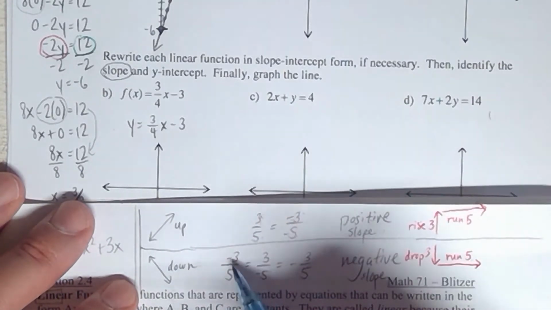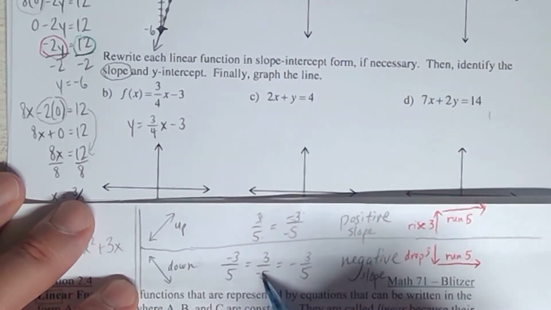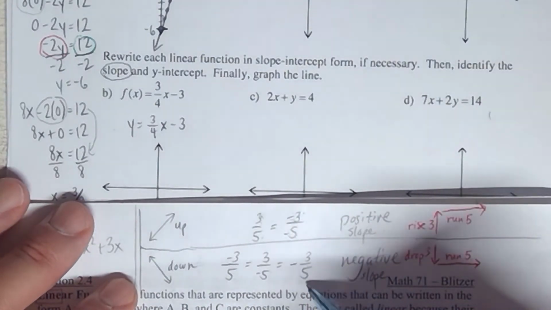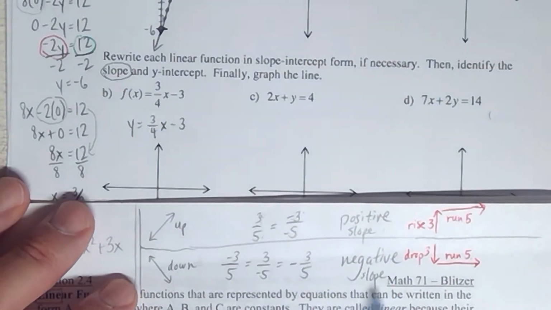We'll talk about what to do with a positive slope in just a moment. If you have a negative on top only, or a negative on the bottom only, or a negative on the outside of the fraction only, nowhere else, then that ends up being a negative slope. And so watch out for that as well.